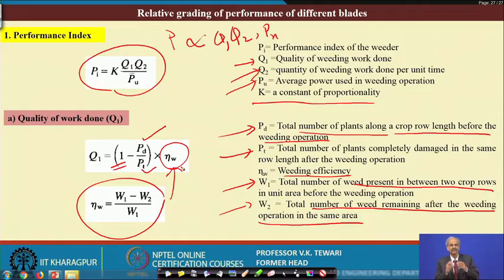Now, we want this quality of work done to be more. So, more or good quality of work done per unit of power is the performance we are talking about with respect to a particular blade which is used. We are only talking about the push-pull type weeder, what are the different blades which are employed, and which blade is better. We would like to see this and what is the mechanics behind this operation.